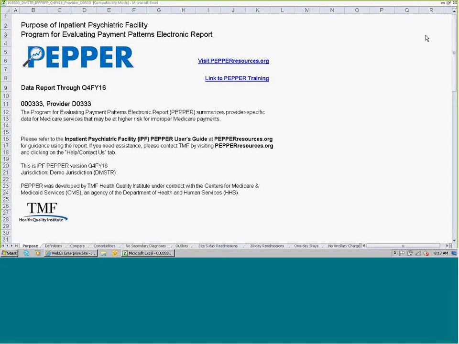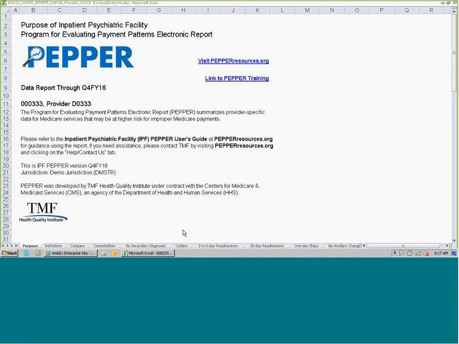During this session, I'm going to walk through a sample inpatient psychiatric facility PEPPER to help you understand the statistics and what they could mean for you. Now remember, your PEPPER is a Microsoft Excel workbook, and you will navigate within the PEPPER by clicking on the worksheet tab along the bottom of the screen. Of course, you can also print your PEPPER by using the print function within Excel.